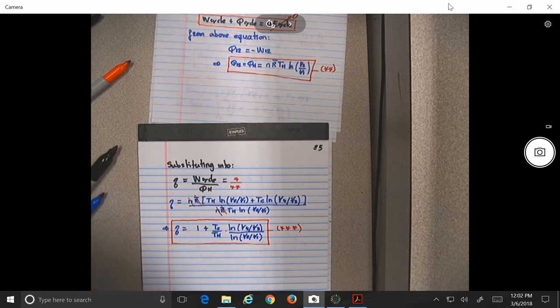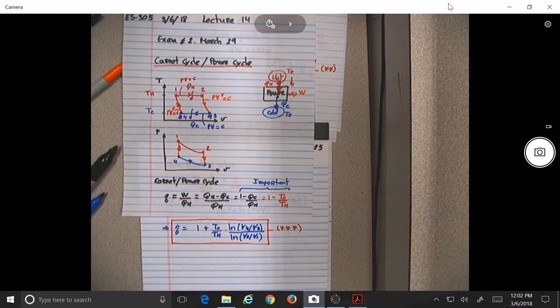So, are we far away from what we need to prove? What do we need to prove? This is equal to 1 minus Tc over Th, no? So what needs to happen over here is that the log V4 over V3 divided by log V2 over V1 is equal to minus 1. Okay? So this is where it becomes interesting how to prove that.